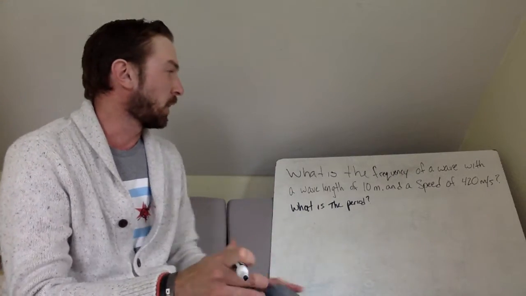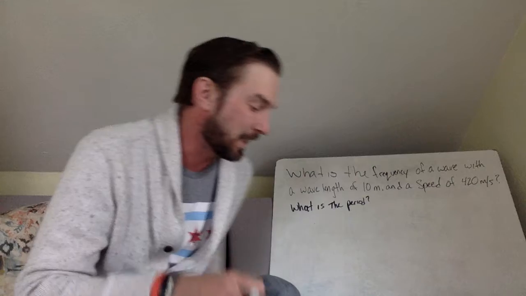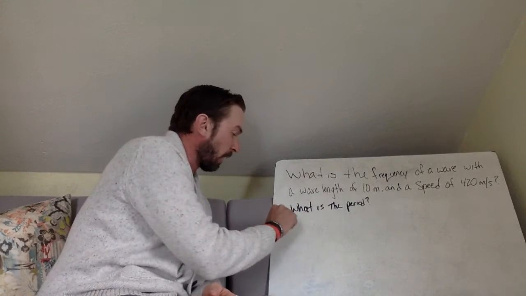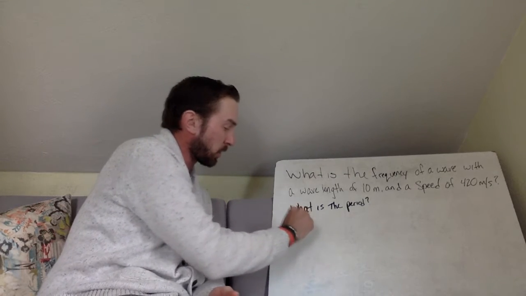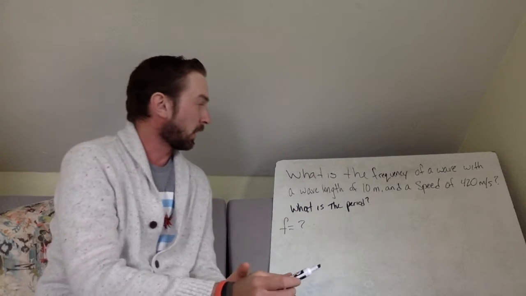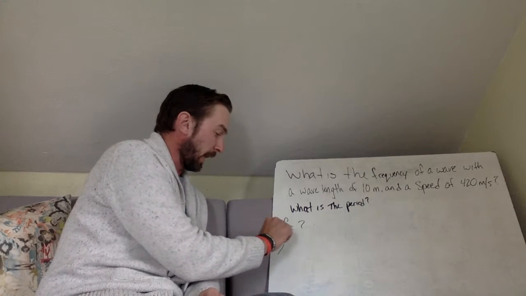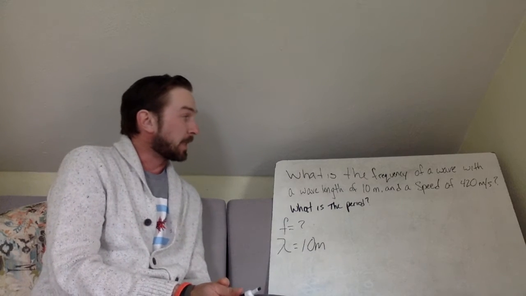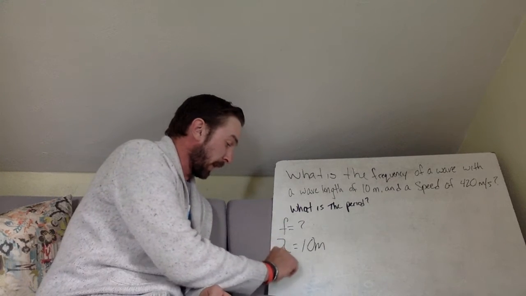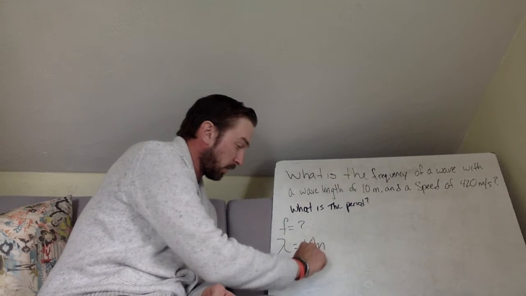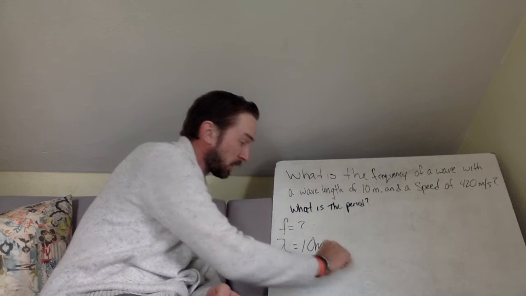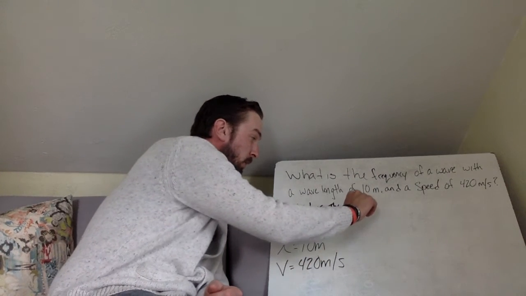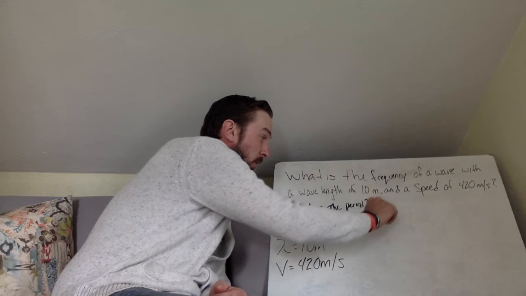Okay, the last question is from slide 26, and I've edited it a little bit. It asks, what is the frequency? So we're looking for F for the first part of this question. If the wavelength of a wave is 10 meters, so that's lambda is 10 meters, and the speed is 420 meters per second, so V is 420 meters per second.